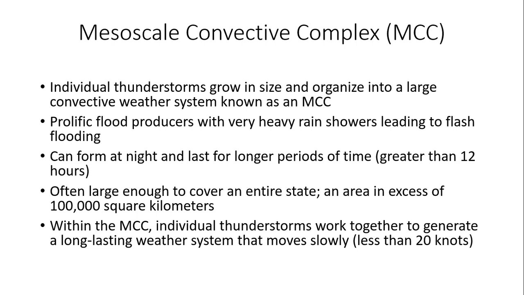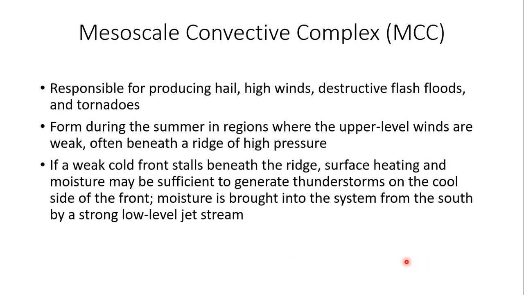And I already hit this point. They move very slowly, and that's why you get such prolific rainfall. They're slow movers, usually moving at less than 20 knots. MCCs are responsible for producing hail. Hail can be associated with these, along with damaging high wind gusts and destructive flash floods.